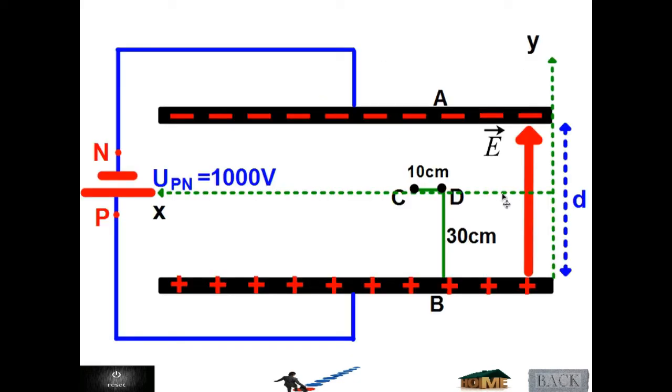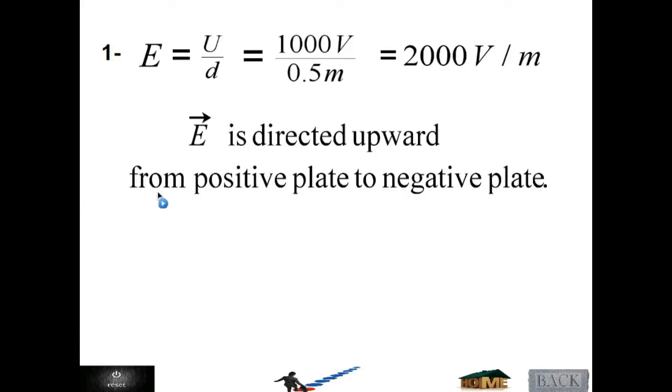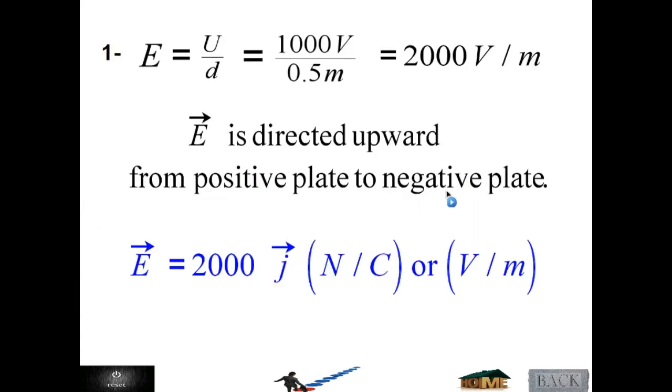As we know, the electric field comes from the positive plate towards the negative plate, so it is in the same direction as the y-axis. E is directed upward from positive plate to the negative plate, so E equals 2000 j Newton per coulomb or volt per meter. These are the two units for the electric field.